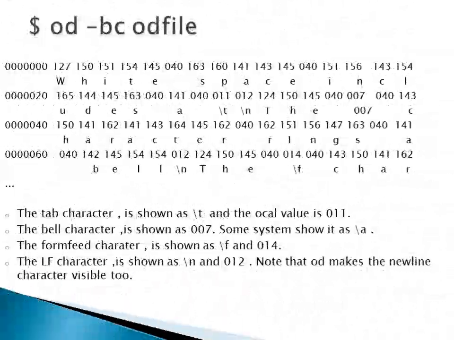In this command, we are given the output in this format, which clearly shows that a number is represented here for a particular text or alphabet. Different characters have different numbers, and the \t is represented by 011. The octal value is 011. The bell character is shown by 007, which is also represented as \a.